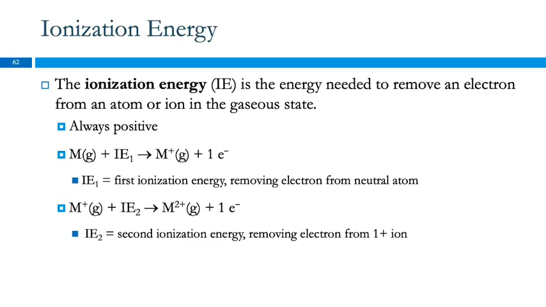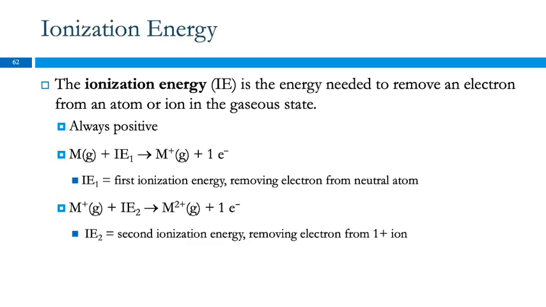There are energy changes involved when an atom becomes an ion. So the ionization energy, abbreviated IE, is the energy needed to remove an electron from an atom or from an ion in the gas state. So in the gas state is like the small print. I'm not going to try to trick you with that. Ionization energy is always positive.